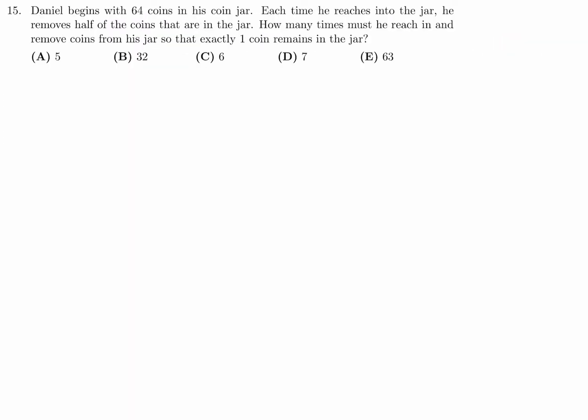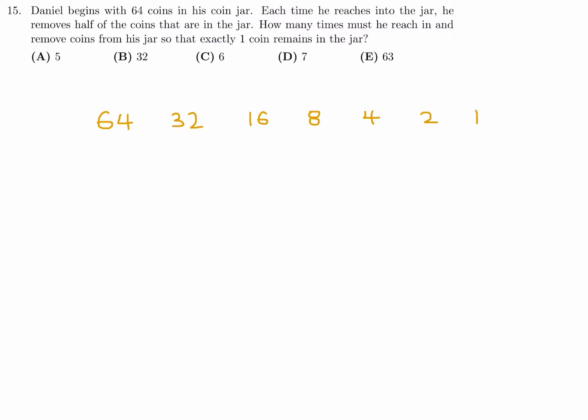Daniel begins with 64 coins in his coin jar. Each time he reaches into the jar, he removes half the coins that are in the jar. How many times must he reach in and remove coins from his jar so that exactly one coin remains in the jar? Initially, he had 64. Every time he reaches in and takes out half. So he'll take out 32. 32 will remain. Then he reaches in, takes out half, which is 16. 16 will remain. Then he reaches in, takes out half, which is 8. 8 will remain. And so on. 4, 2, and then 1.